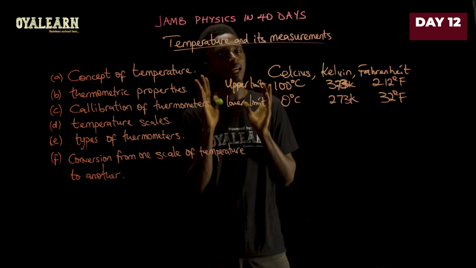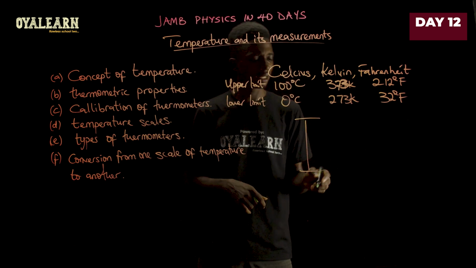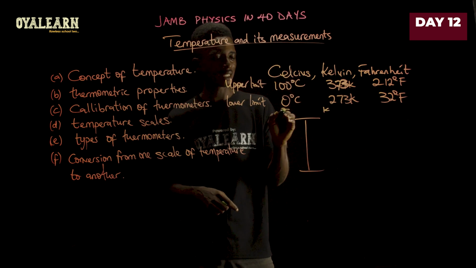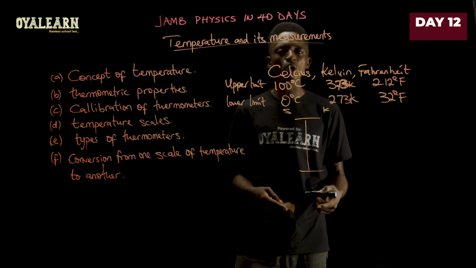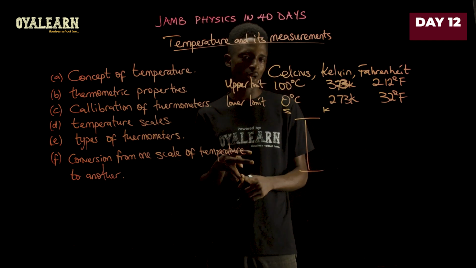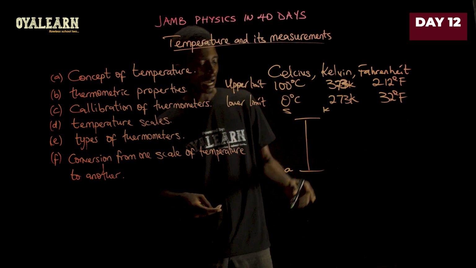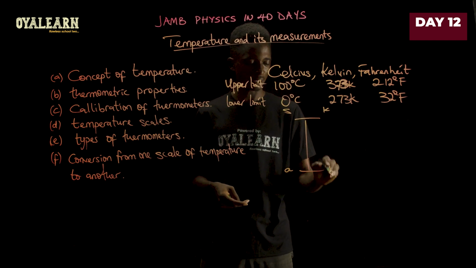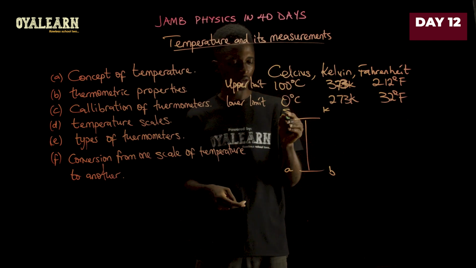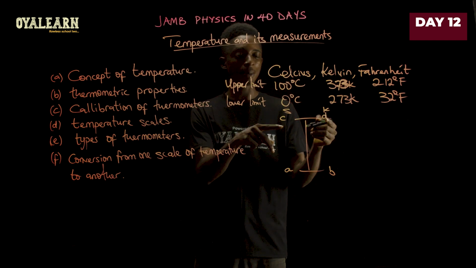But there's a simple trick that helps you to do this. Let's take, for example, we have two scales here. Let's call this the K scale, and let's call this the S scale. Now, they would both have their upper limit and lower limit, that is, their melting point and boiling point. Let's assume that the melting point in this case is A, and then the melting point here is B. Then let's say that the boiling point here is C, and then the boiling point here is D.